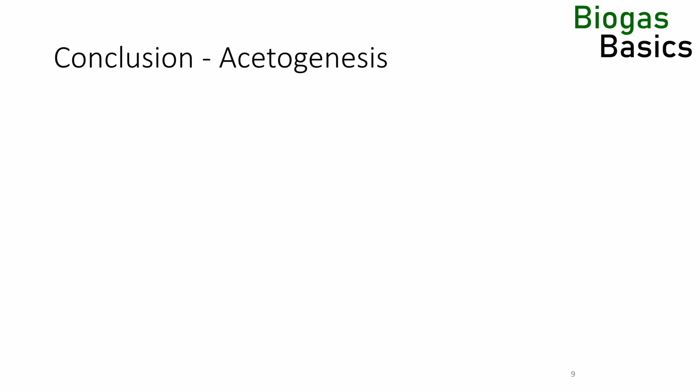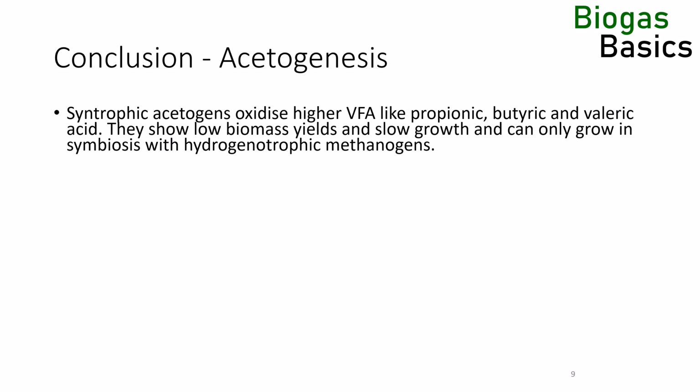Acetogens are grouped into homo-acetogens that make only acetic acid and syntrophic acetogens that make acetic acid and hydrogen. The latter oxidize higher volatile fatty acids like propionic, butyric, and valeric acid to acetic acid and hydrogen. These reactions do not generate a lot of energy, and the reaction becomes thermodynamically inhibited when the reaction products, most notably hydrogen, and to a lesser extent acetic acid, accumulate in the environment. As a consequence, syntrophic acetogens can only grow in symbiosis with methanogens.